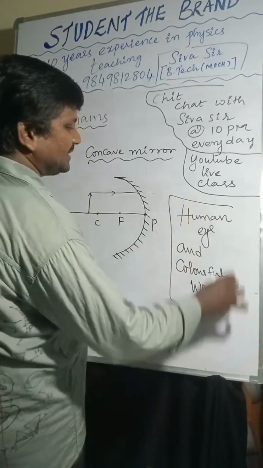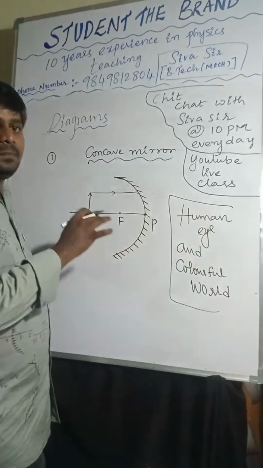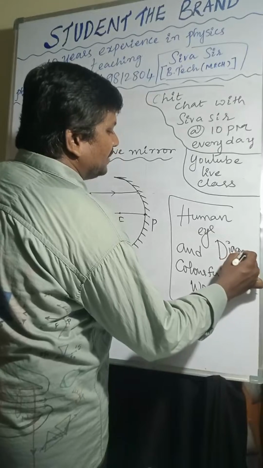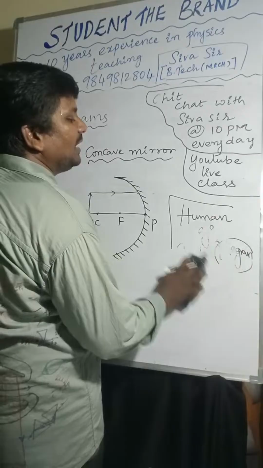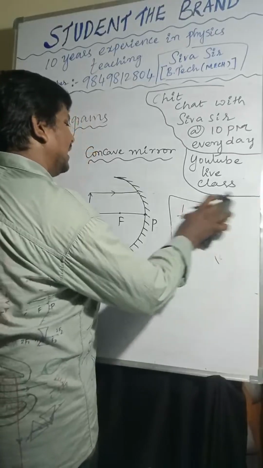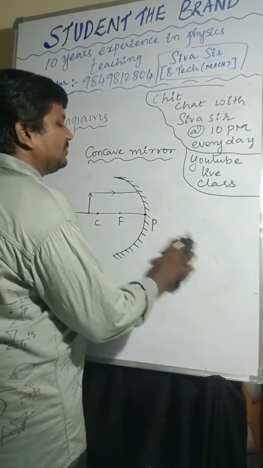Humanoid colorful world. These are complete. This chapter is completely based on diagrams, asked many times. In CBSE Grade-10 physics, if you practice only diagrams, out of 25 marks you can get 10 marks.